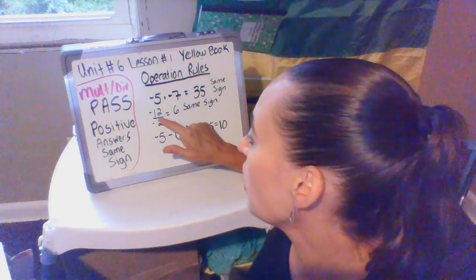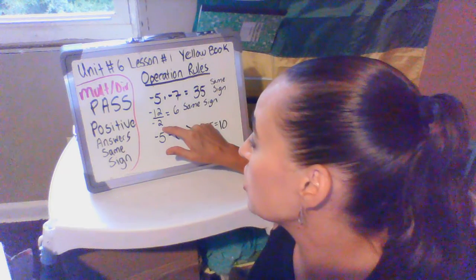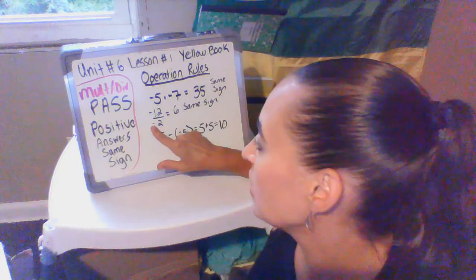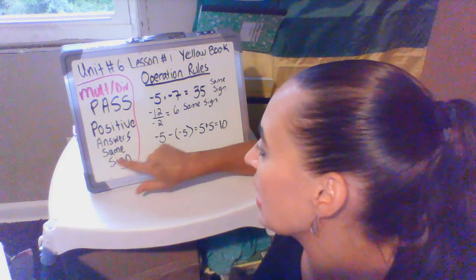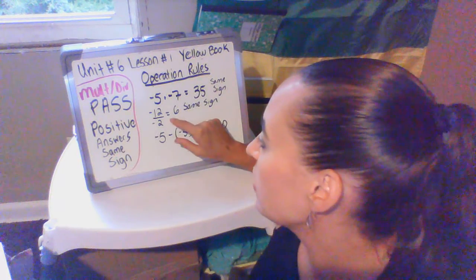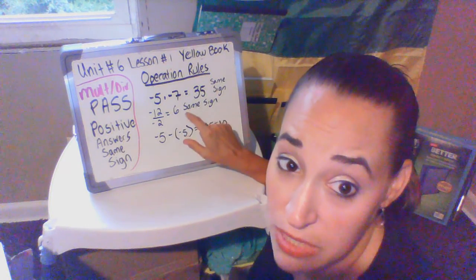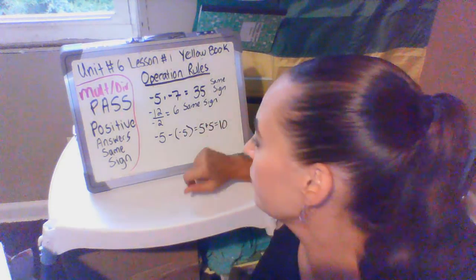So -12 divided by -2. Same sign, negative, same sign, negative. According to PASS, since they have the same sign, they should be positive, and it is. Okay, so same sign, it's positive.